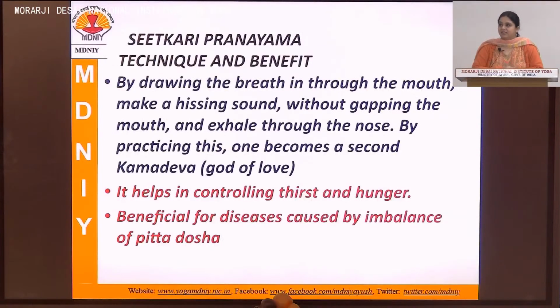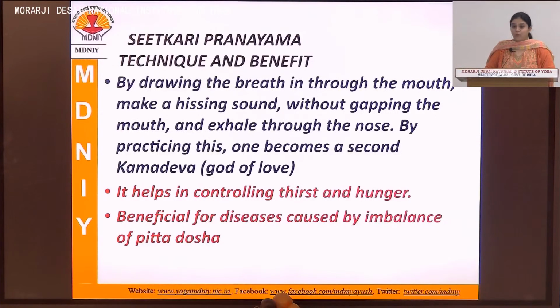Now Shitkari. Kari means you do something, and Sheet means you are producing that sheet sound. So you draw in breath through the mouth, making a hissing sound, sheet, without gaping the mouth, like this. You inhale through the mouth, then you exhale through the nose, and it is mentioned in the Gheranda Samhita that one can become a second Kamadeva, the god of love, by doing this practice.